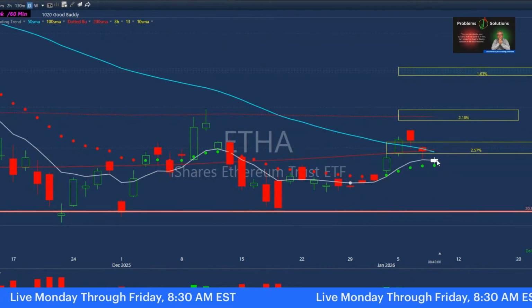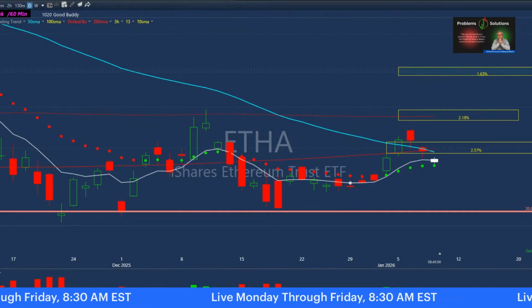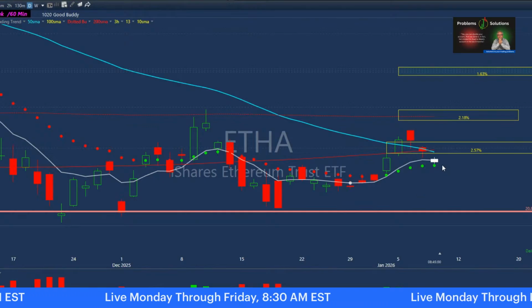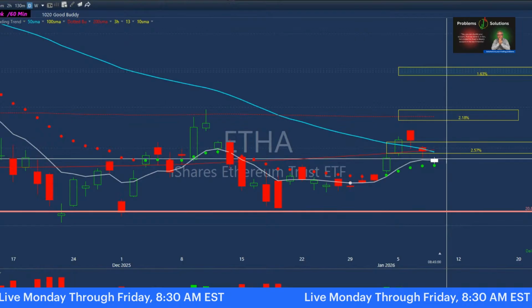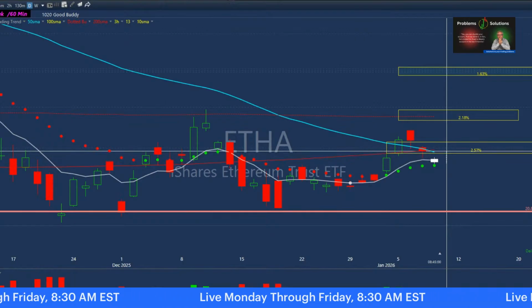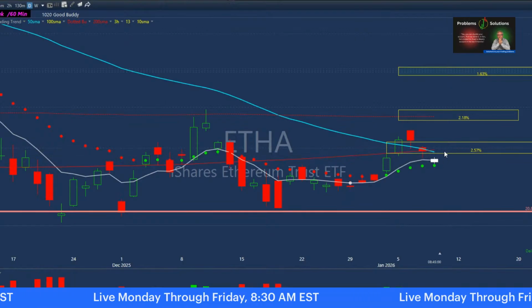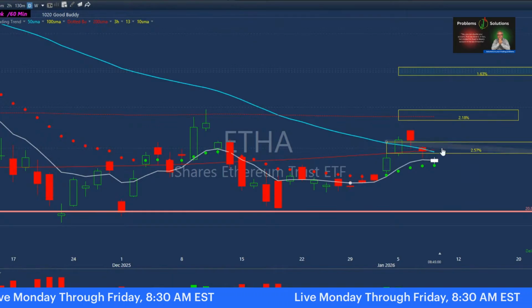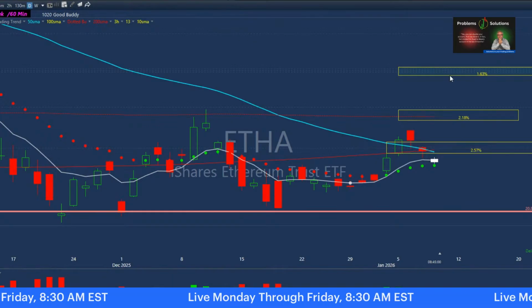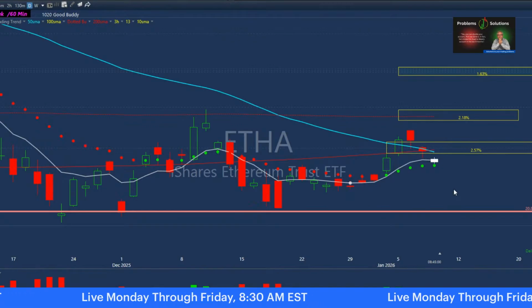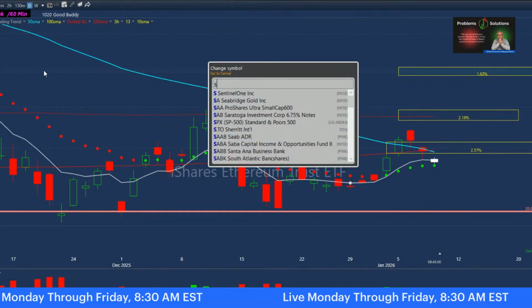ETHA. Now I am holding this one. Yeah, I'm still holding it. A little bit green right now. It starts moving up. I think I'll add to it when it starts moving up. And then we're back down below target 1 and then target 2, target 3 right in here. So there we go. There's all of that.